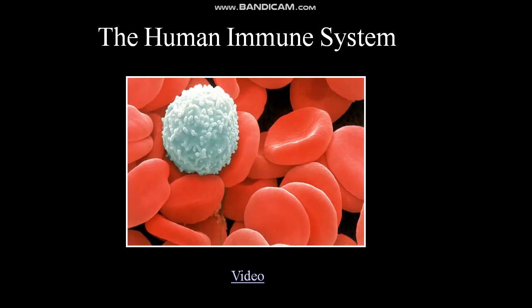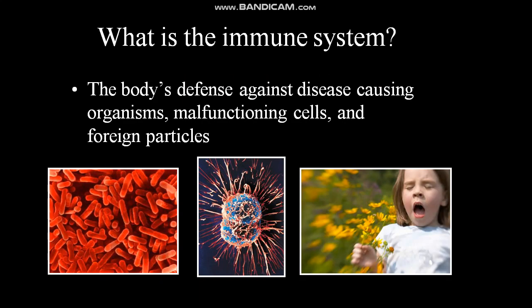Now, what is the need of the immune system for the body? So, first slide: what is the immune system? The body has some defensive mechanisms working against various types of diseases. Maybe there are some organisms, maybe some malfunctioning of the cells, maybe any foreign material, maybe venoms, maybe other environmental particles that enter our body. So that activates our immune system.